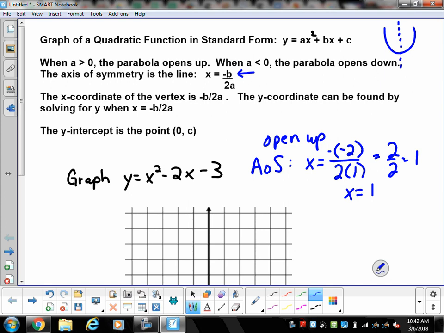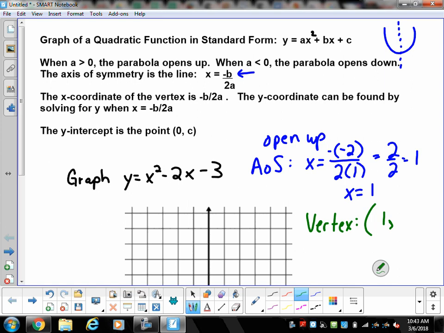All right. So the next thing up here, it says the x-coordinate of the vertex. So my vertex, the x-coordinate is negative b over 2a. We just found that, so the x-coordinate is going to be 1. Is everybody okay with that? Now how do we find the y-coordinate of the vertex? Because that's kind of important. It tells us where we're starting.